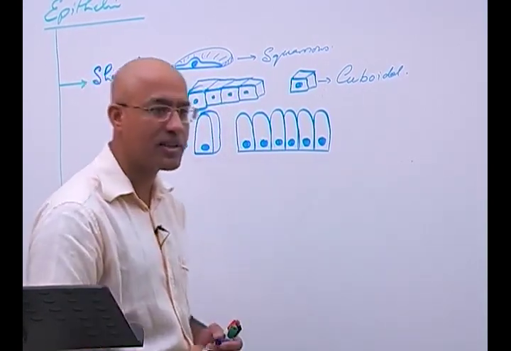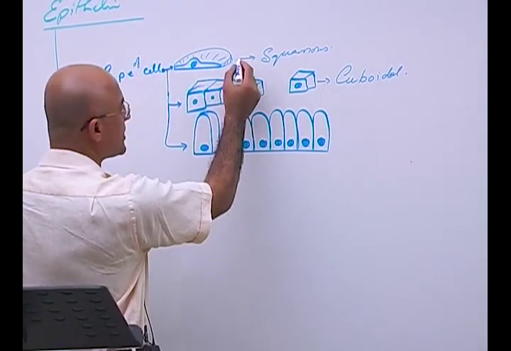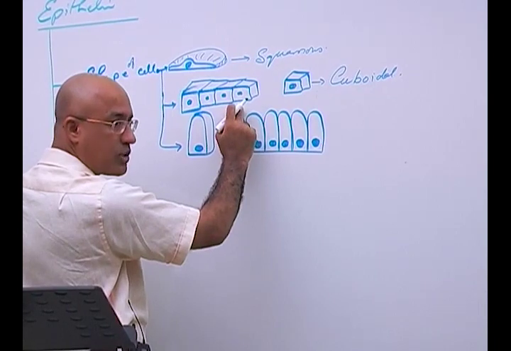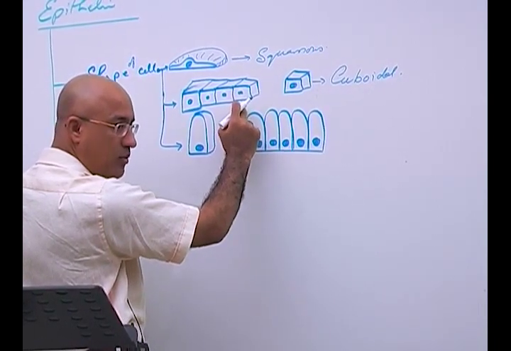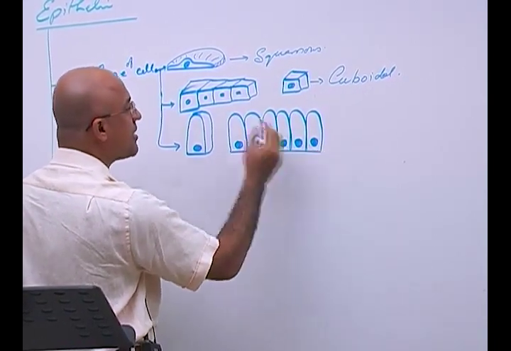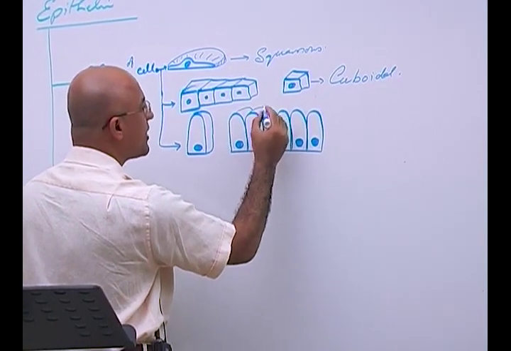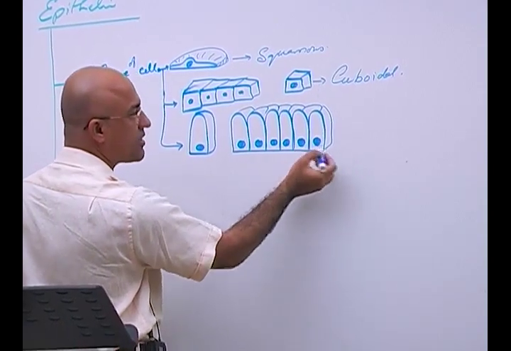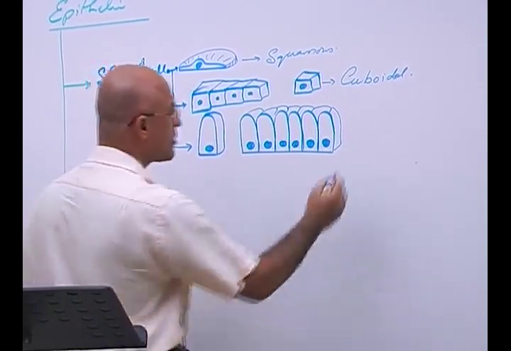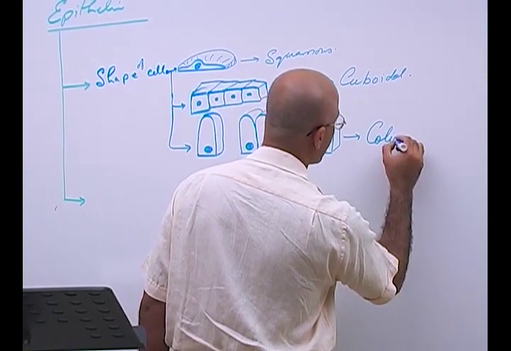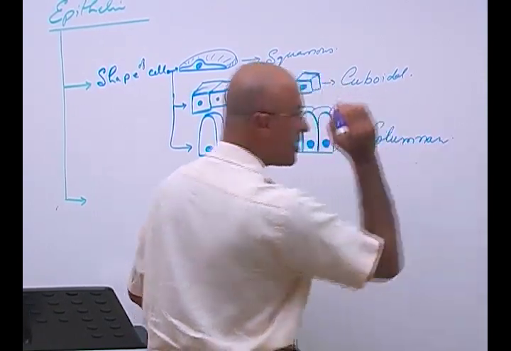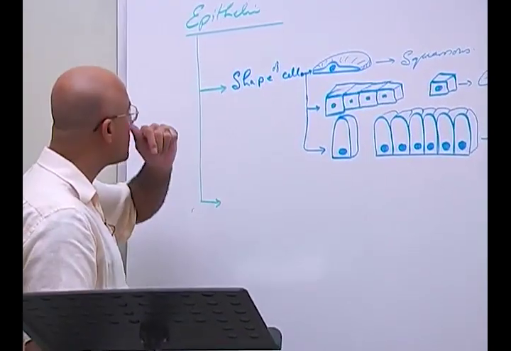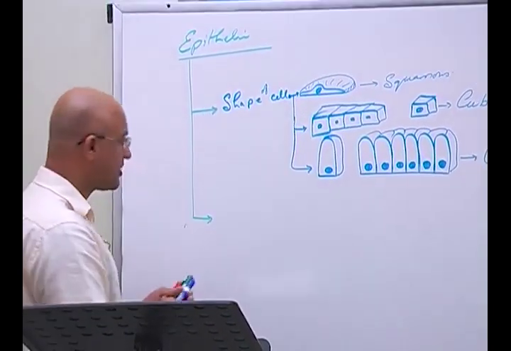Yes, columnar epithelium. So there is squamous epithelium when they are flat cells, there is cuboidal epithelium when there are cells with almost equal height and width, and then there are epithelia which we call columnar epithelia, in which fundamentally the cell's height is too much and width is less, right? So this is columnar epithelia.